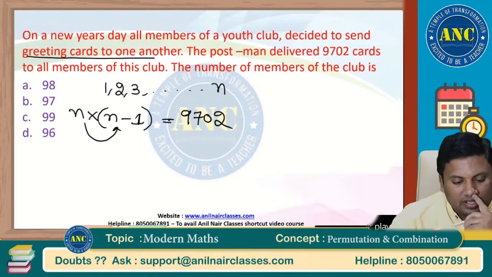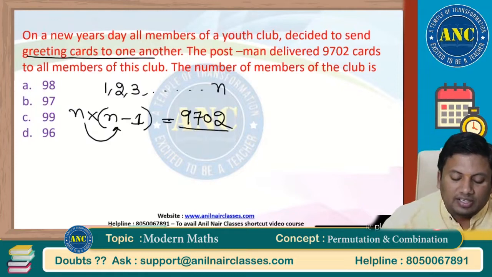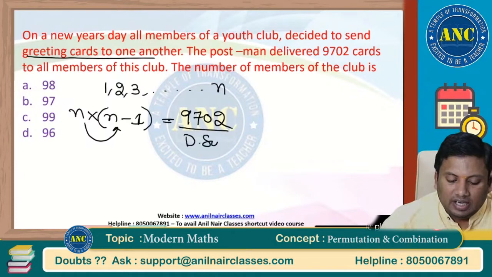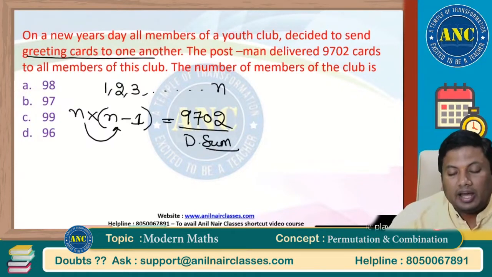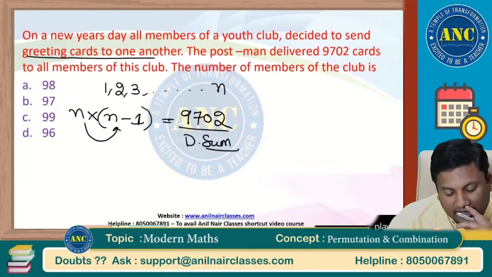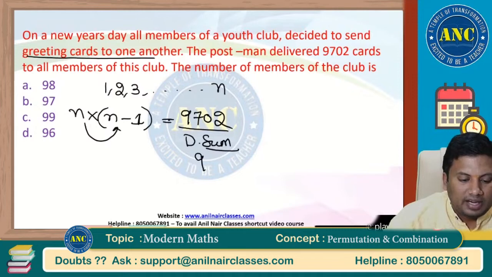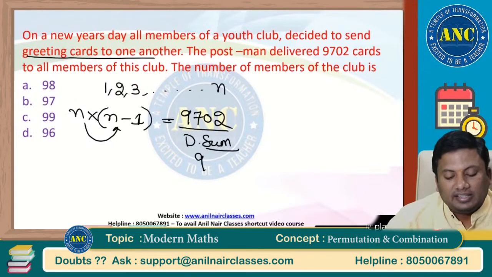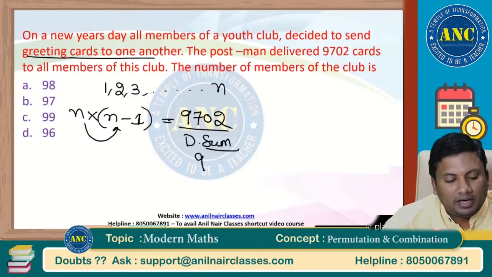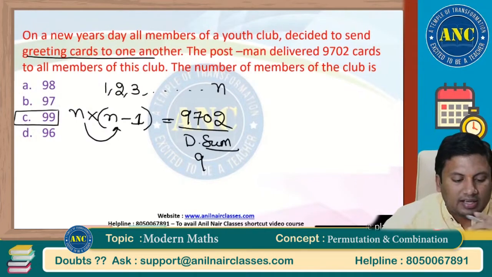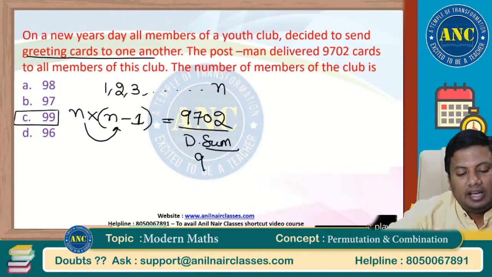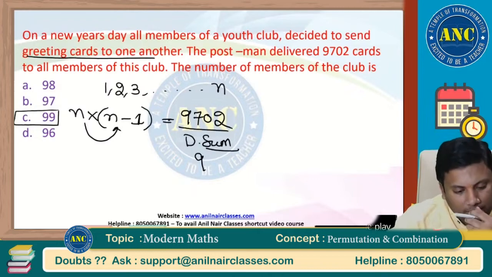What you can do is, you can go by the answer option or digital sum. 9702. What is the digital sum? 7 plus 2, 9. 9 plus 9, 18. 18, it is nothing but 9. Answer digital sum should be 9. So, if answer is a digital sum 9, one of the number digital sum should be 9. Answer is 99. 99, 9 plus 9, 18, 1 plus 8, 9.